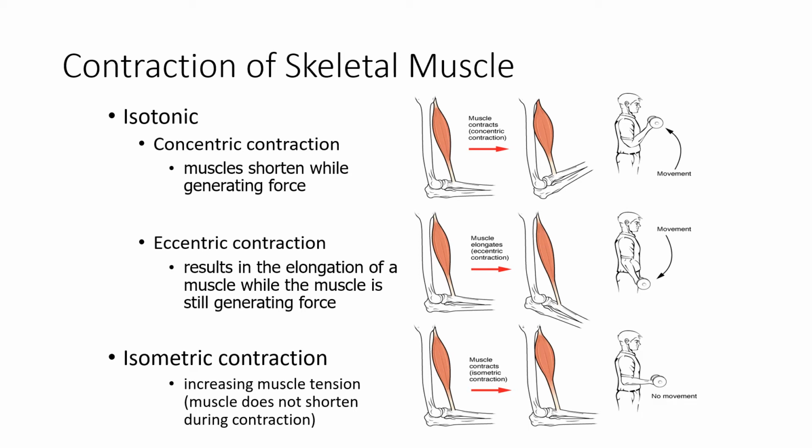Lastly, we have isometric contractions. This is where we have an increased muscle tension, but the muscle does not shorten during the contraction. The tension increases to the muscle's capacity, but the muscle neither shortens nor lengthens. It often occurs if the load is greater than the tension the muscle is able to develop. An example of this would be pushing against a wall. You have activated the muscle, but they have not shortened because you cannot overcome that load.